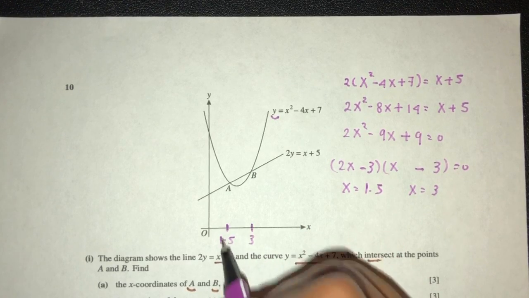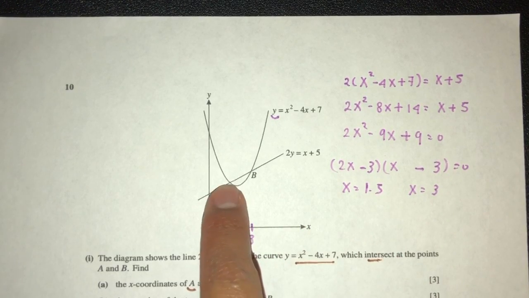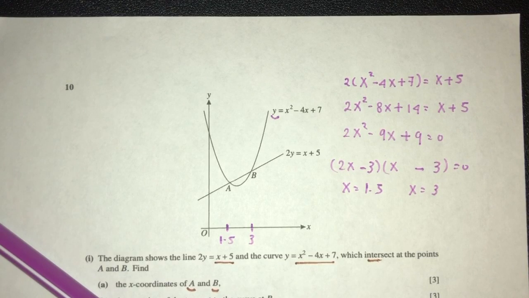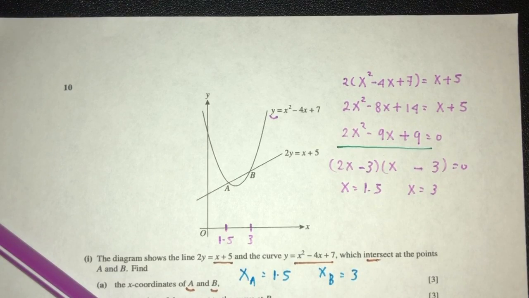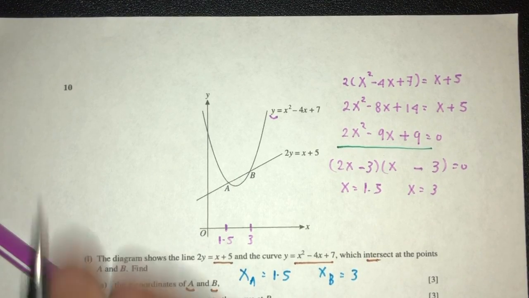Obviously, because 1.5 comes before 3, this will be the point A and this will be the point B. So the x value of A will be 1.5 and the x value of B will be 3. Again, if you don't know how to solve a quadratic equation, you can always use the formula to solve for the value of x.